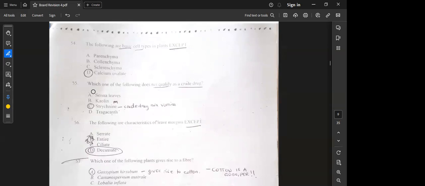I'm moving on to the next question. The following are basic cell types of plants, except which ones? We have the parenchyma, we have collenchyma, we have sclerenchyma, and we have calcium oxalates. Someone can tell us about those cell types listed there, how do they function? What is their role in plants?